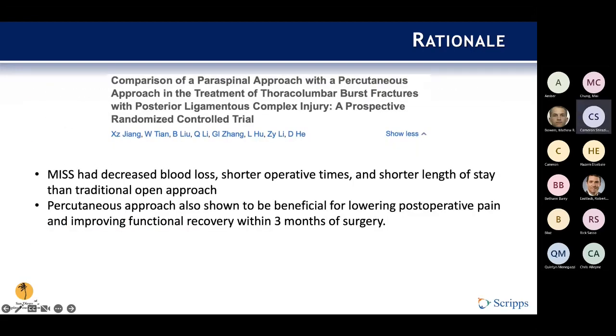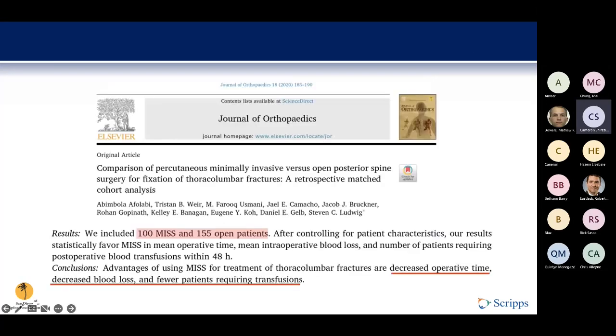And then MIS, once again, it makes sense, but decreases blood loss, shorter operative times typically, and shorter length of stay than traditional open surgery. Various studies have shown this. In this study, they showed it also lowered the post-operative pain and improved functional recovery within 3 months of surgery.